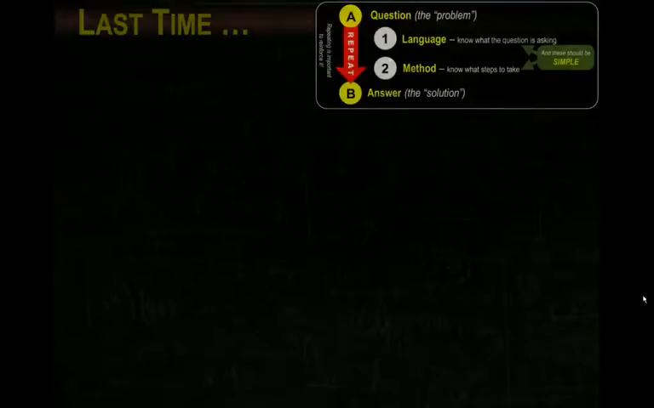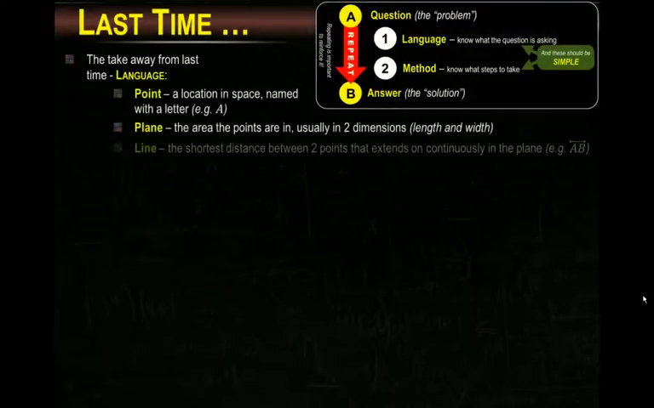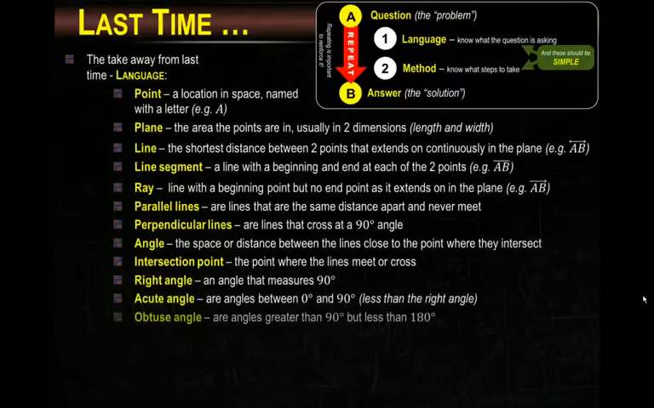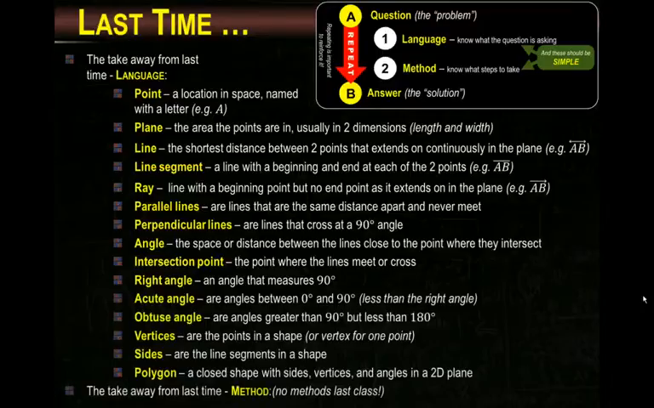Okay, so last time we looked at some of the things that it was really mostly about language, and this was on your diagnostic. These are some of the words that you're going to hear from math teachers when they're talking about geometry: from the simplest things in geometry, a point and a plane, to a line segment, a ray. Then there's the difference between a parallel line and a perpendicular line. An angle, an intersection point, a right angle, an acute angle, an obtuse angle, vertices, sides, and a polygon.